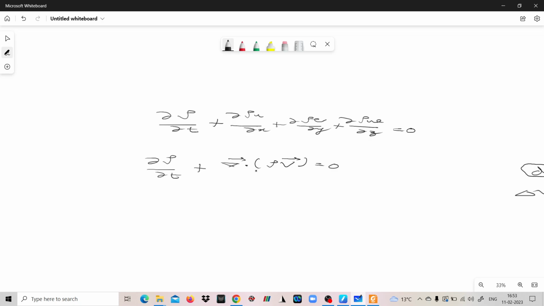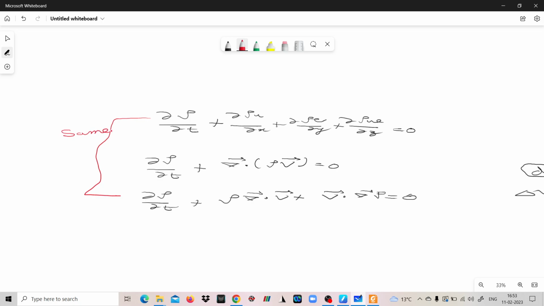Okay, one more way, if you break this down, you can write this as del rho by del t plus rho del dot v plus v dot del rho equal to 0. All these three forms are one and the same, and they represent the general continuity equation for fluid flow.